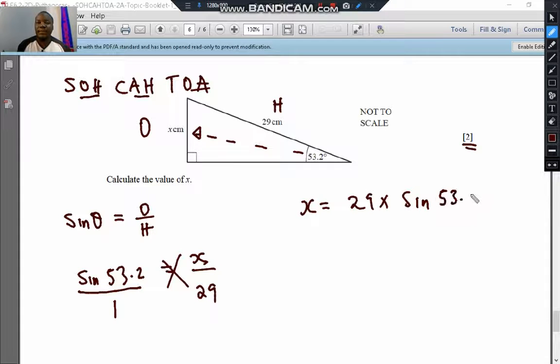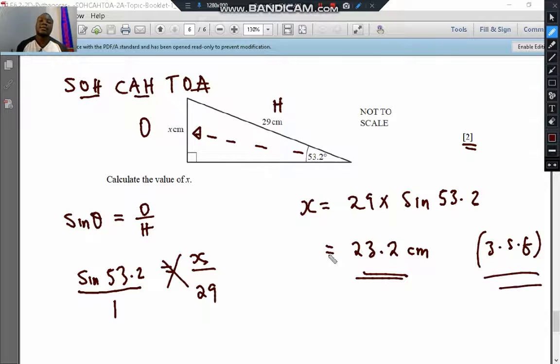All right, 53.2. So if we do that nicely on our calculator, you would find that to 3 significant figures, you are going to have a decimal number here. You are going to get 23.2 centimeters to 3 significant figures. This is the requirement by the Cambridge and the Zambian syllabus. So this means that the length, which is x, would be 23.2 centimeters.